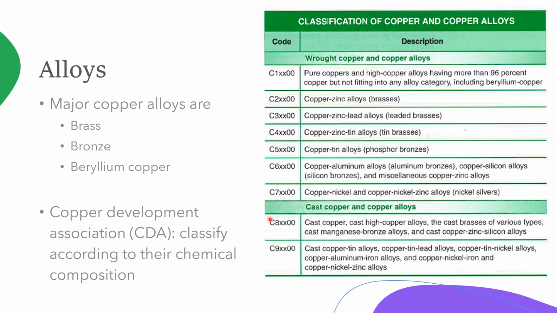So here is the CDA, that's the Copper Development Association. And again, same as the AISI, they have their own codes. Okay, we're going to classify them. And what are we looking at? We're looking at the chemical composition. So if you see this code, you have your raw copper and copper alloys. The pure coppers and high copper alloys having more than 96% copper, but not fitting into any alloy category, including beryllium copper, and that's your description. Okay, so here you're seeing the classification of copper and copper alloys.